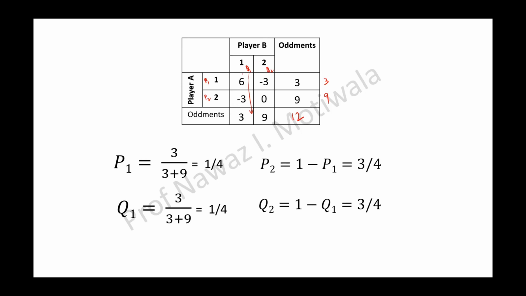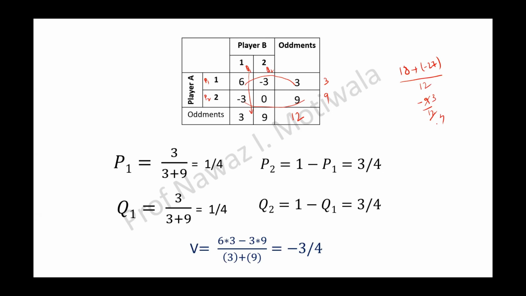Let me take the first column and this one. So it will be 6 into 3, 18. So I will write here 6 into 3, 18, plus minus 3 into 9. So it will be minus 27, divided by the total number of games, that is 12. So how much will the answer come? 18 minus 27 is minus 9 by 12. So it will be, I think, minus 3 by 4. Correct? Yes, sir. So the answer will be minus 3 by 4.